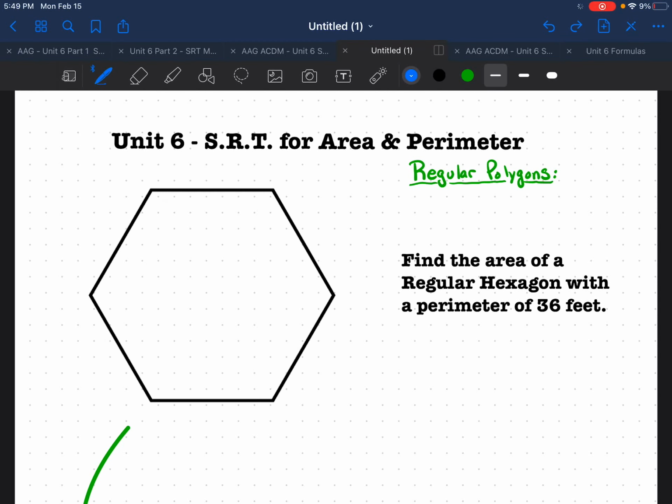This regular hexagon is equilateral and equiangular. What does that mean? It means it has equal sides and equal angles. All sides are equal, all angles are equal. That makes this nice perfect polygon.